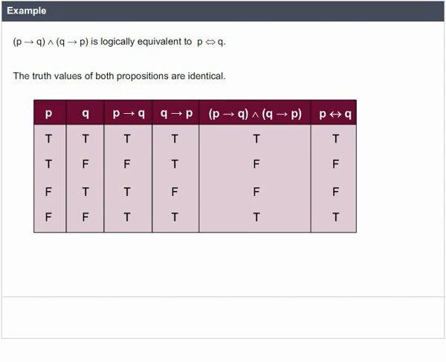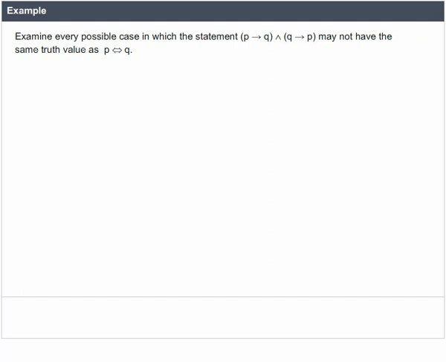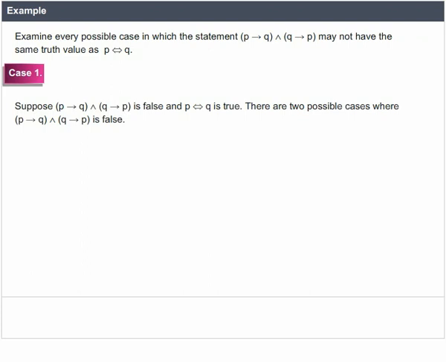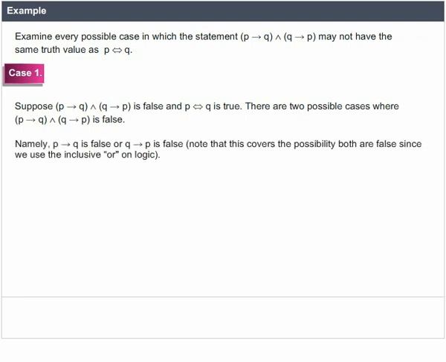Examine every possible case in which the statement (P implies Q) and (Q implies P) may not have the same truth value as P if and only if Q. Case 1. Suppose (P implies Q) and (Q implies P) is false and P if and only if Q is true. There are two possible cases where the conjunction is false, namely P implies Q is false or Q implies P is false. Note that this covers the possibility both are false since we use the inclusive or in logic.